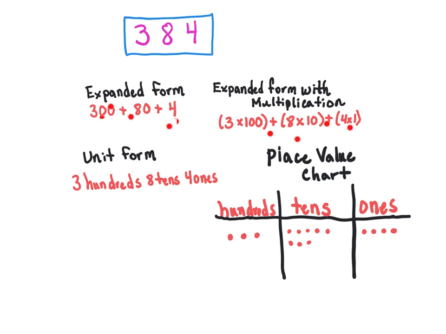We can also do it in unit form. There are 3 hundreds, there are 8 tens, and there are 4 ones. And then, another way to show this is using the place value chart. How many ones do we have? We have 4. How many tens? We have 8 place value discs, and then we have 3 place value discs for the hundreds.